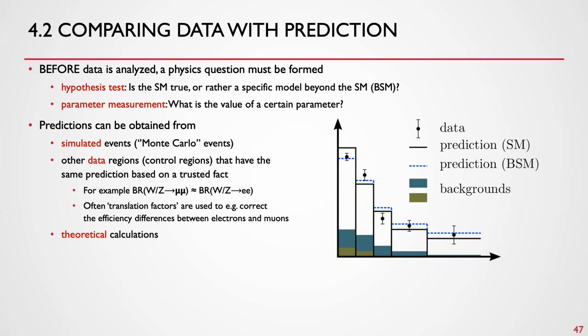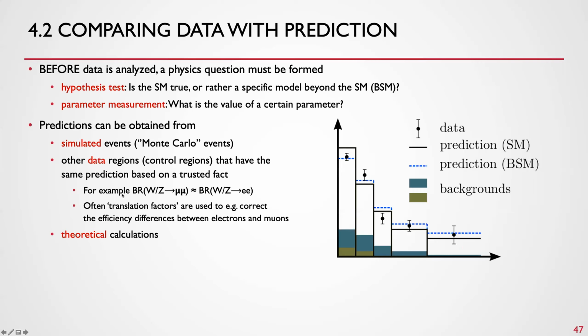One can use other data regions. We call these control regions. These are different from the signal regions where we look at our signal. One can look at control regions that have the same prediction, or where the prediction for the backgrounds or for other aspects is in close relation to the signal region.